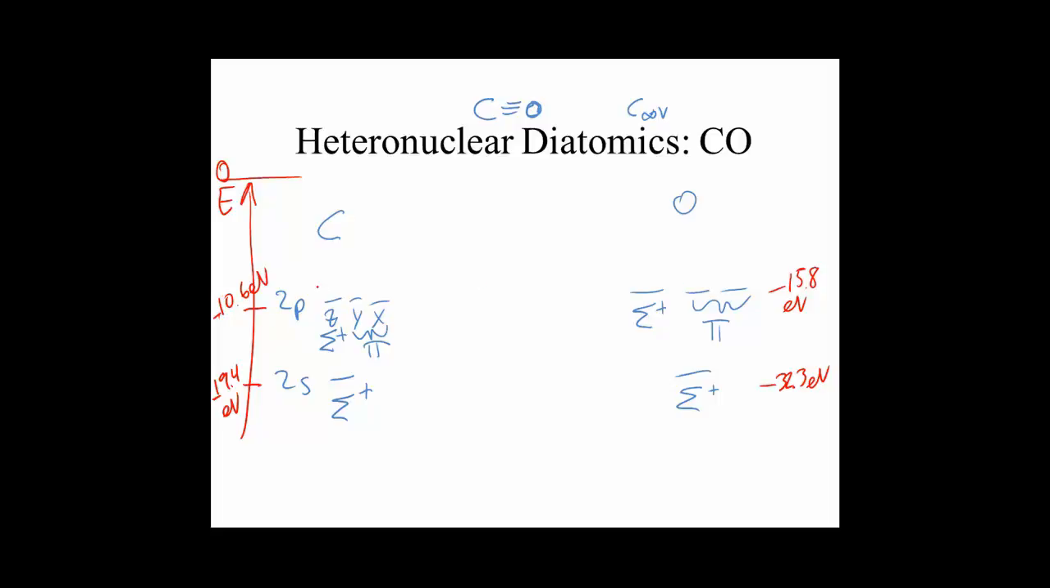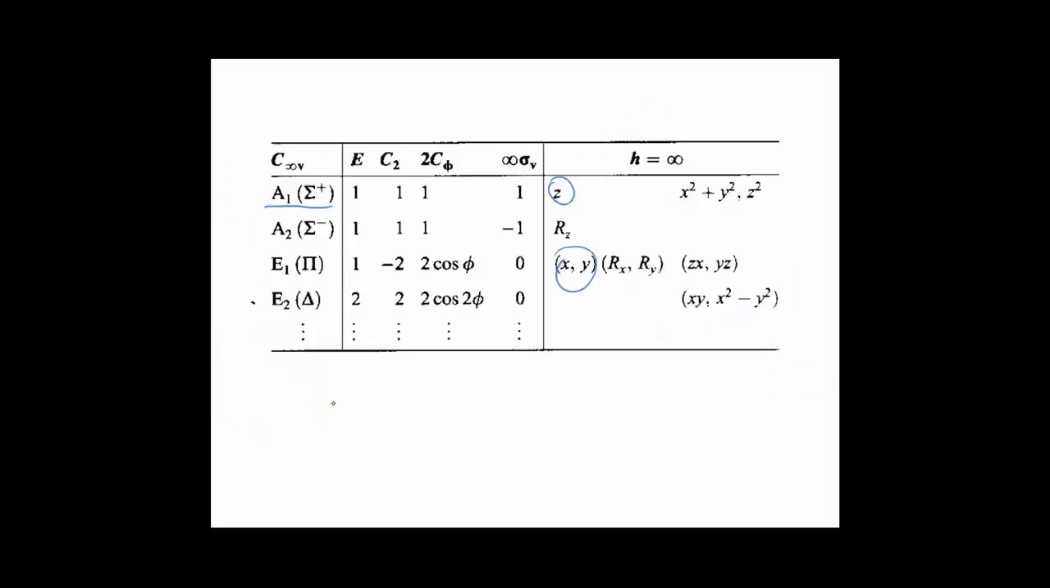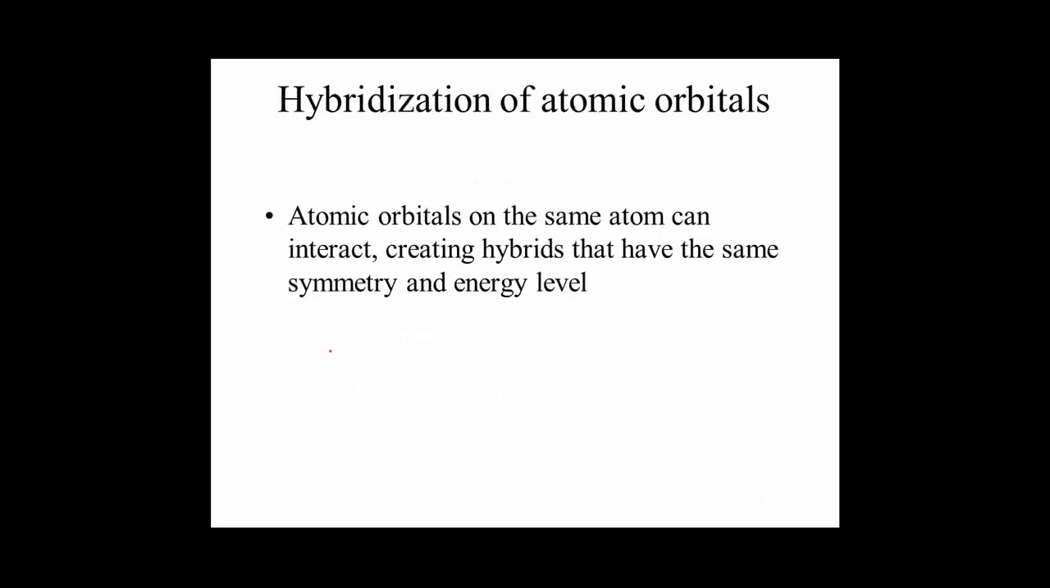Before we start doing that, there's one more thing we can notice, and that is this pz on the carbon is sigma plus symmetry, and the 2s is sigma plus symmetry on the same atom, and they are less than 9 electron volts apart in energy. So just as we can make a linear combination of atomic orbitals to make molecular orbitals, if they have the same symmetry and similar energy, we can actually combine atomic orbitals on an atom to make a new set of atomic orbitals. And you've done this in organic chemistry. You called this hybridization.